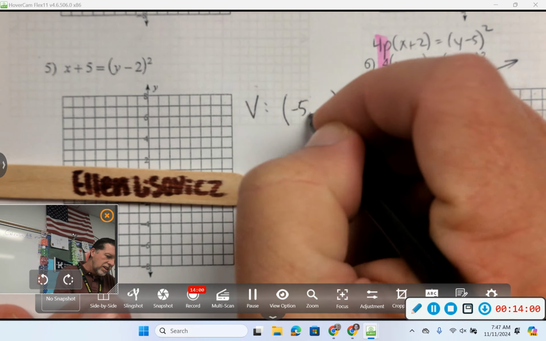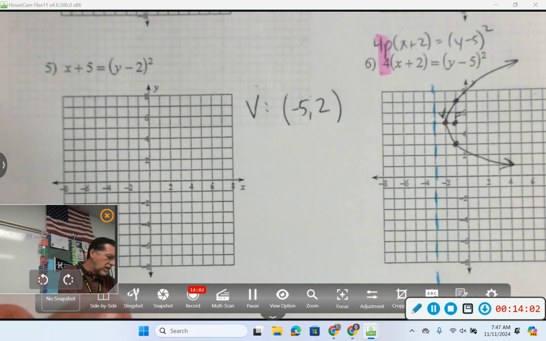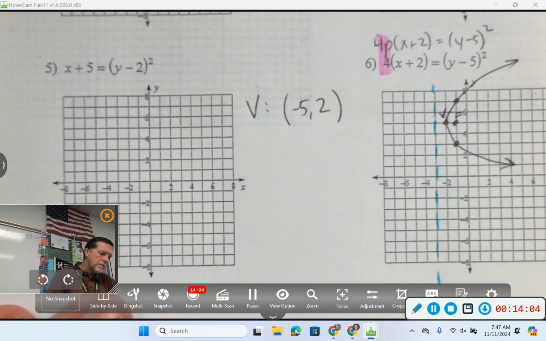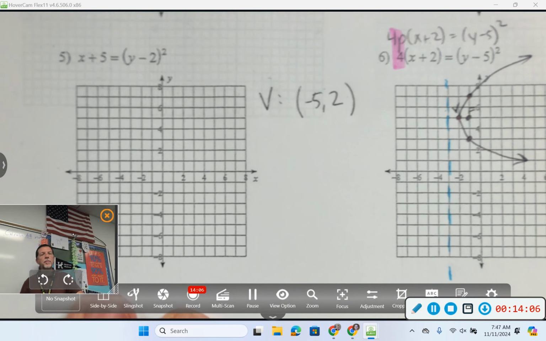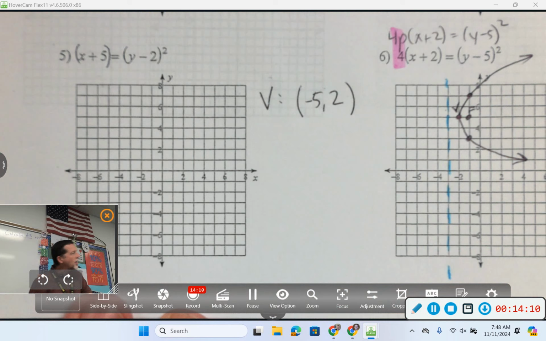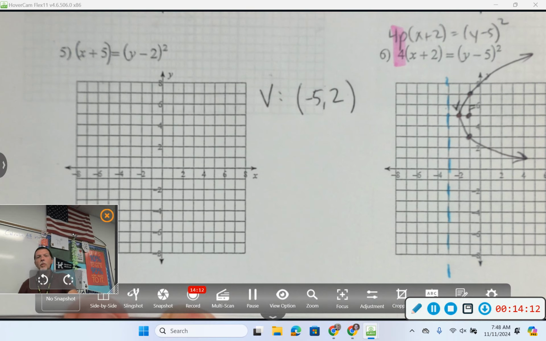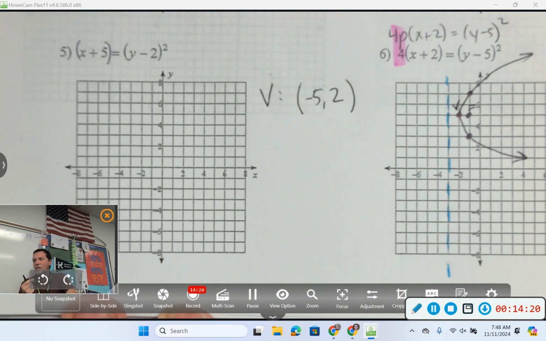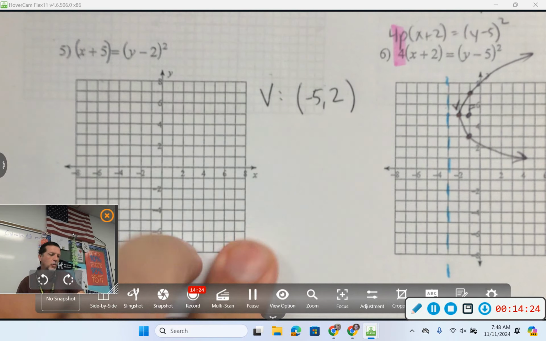-5, 2. Good. Why would it be negative? Well, because you could easily put parentheses around there. Or you can, again, just think, well, what would zero that thing out? Because the vertex is kind of the 0, 0 point. So maybe that's even a better way to say it. What would make it be 0, 0? What would make this equation be 0 equals 0? Negative 5, 2 would make that work.